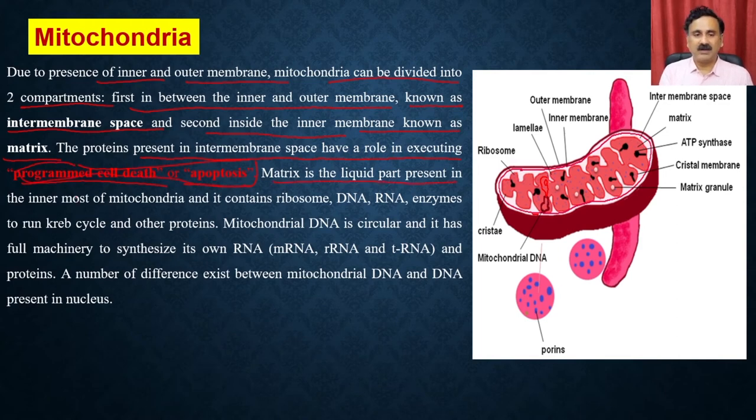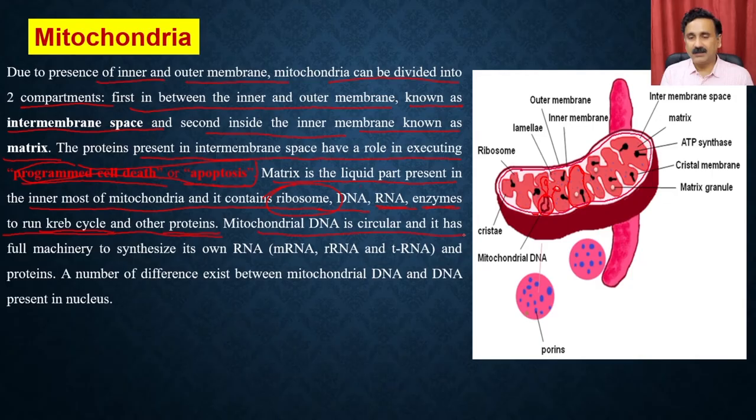The matrix is the liquid part present in the innermost part of the mitochondria, and it contains ribosomes, RNA, DNA, enzymes to run the Krebs cycle, and other proteins. So this portion that you see here is called the matrix, and the matrix has the cellular machinery. It contains ribosomes so that you can have protein production, because, like the nucleus, the mitochondria has its own mitochondrial DNA. So it is able to do transcription and translation, and that's how it can produce the proteins. Then it also has the RNA, DNA, and the enzymes for running the Krebs cycle and all other proteins.